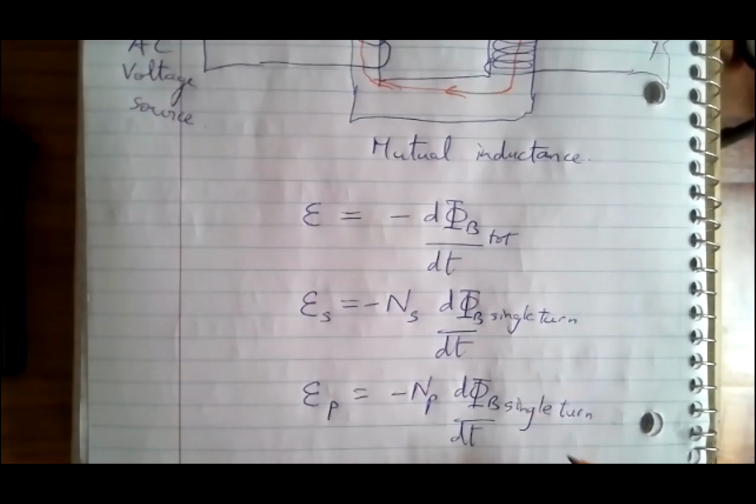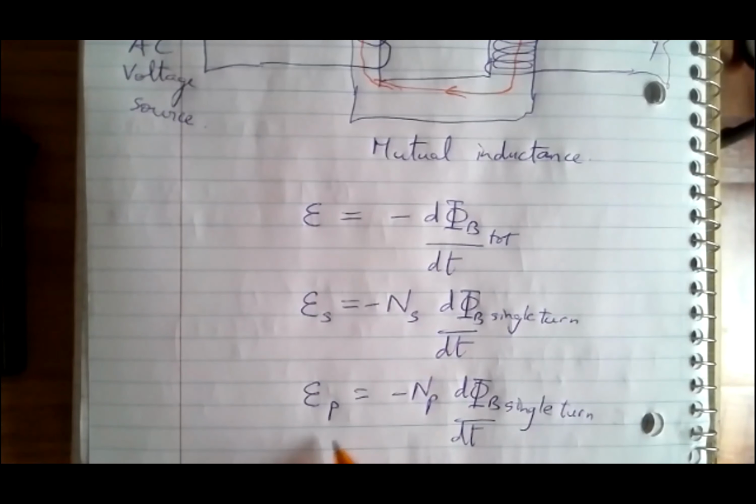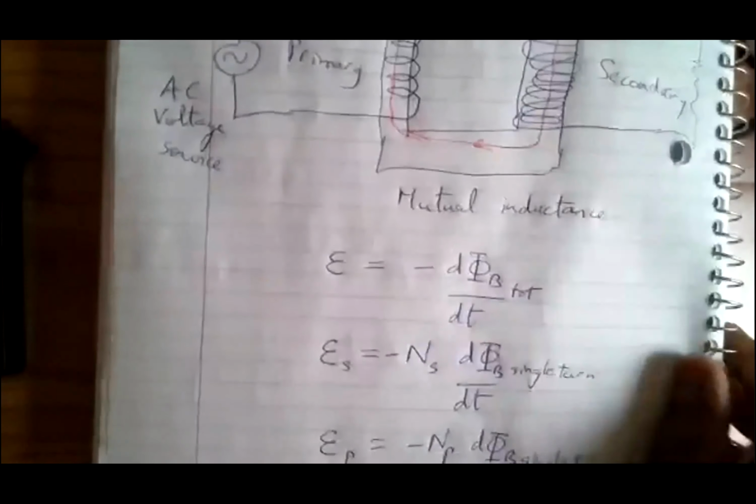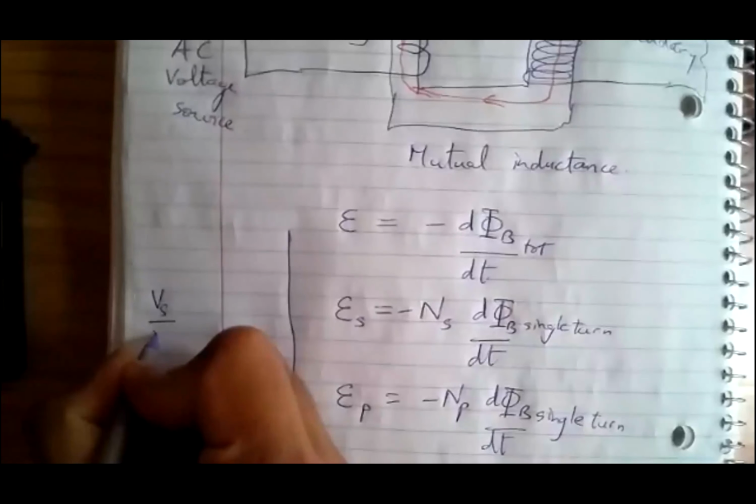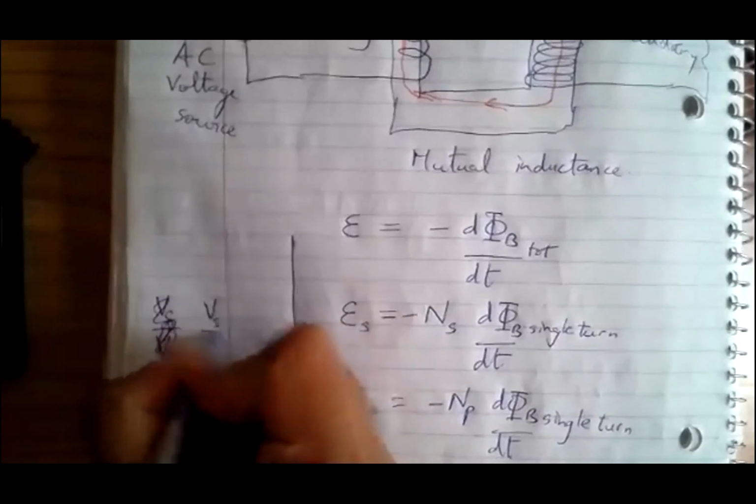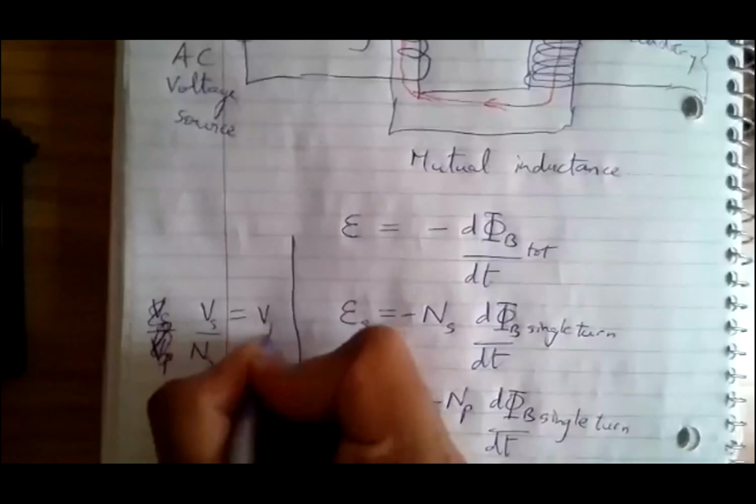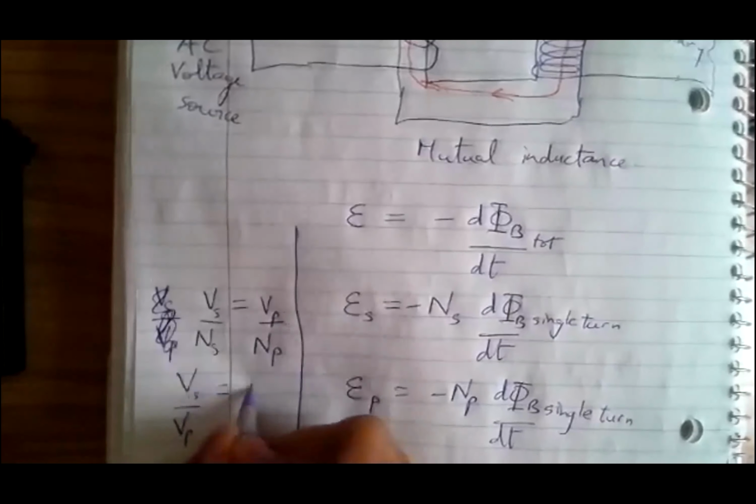I get the voltage across the secondary coil divided by the number of turns in the secondary coil. And there's a minus sign, which we forget about. And similarly over here. And so that is how we end up with the transformer equation. Actually, let me write it the other way. V secondary over N secondary is equal to V primary over N primary. And then if we want, we can rearrange that to V secondary over V primary is equal to N secondary over N primary.